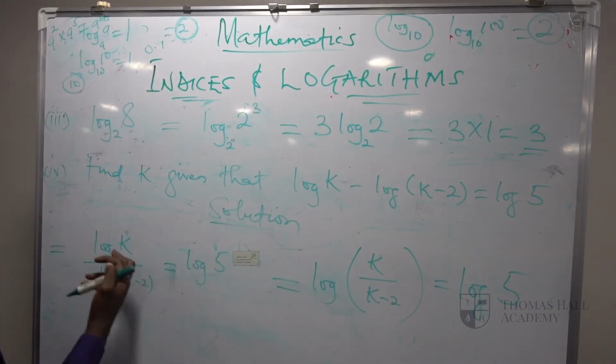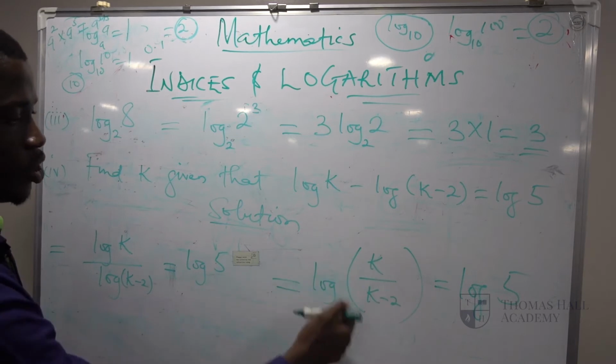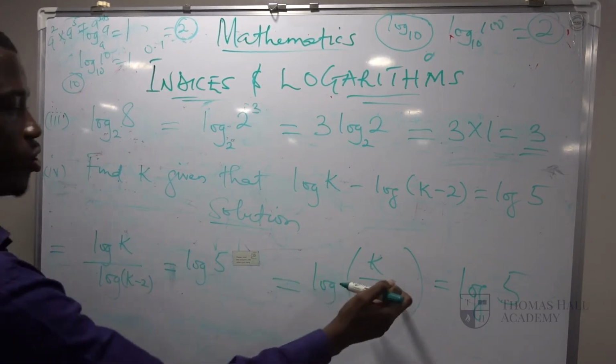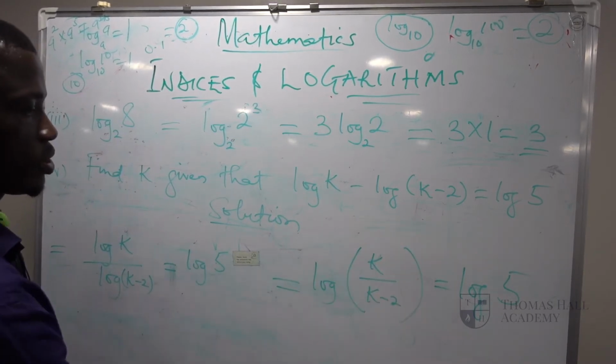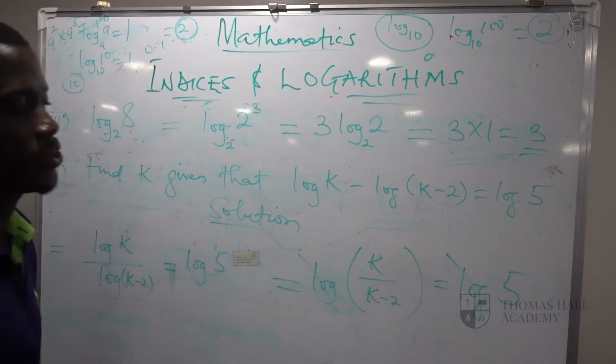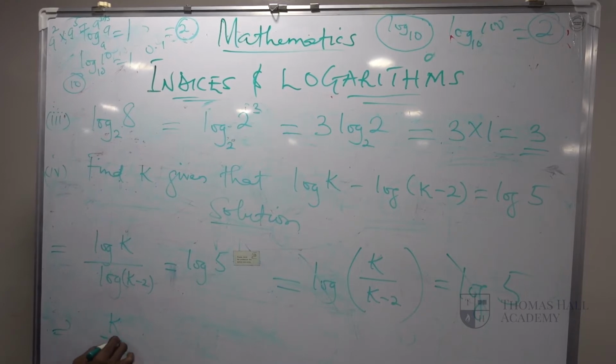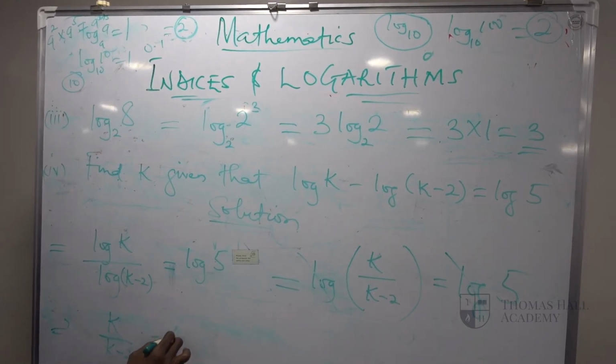Log k, we are factorizing this now because they have something in common, log. So log outside, open a bracket, k all over k minus 2, close the bracket, equals log 5. At this point, log cancels log. Then we are left with k over k minus 2 equals 5.